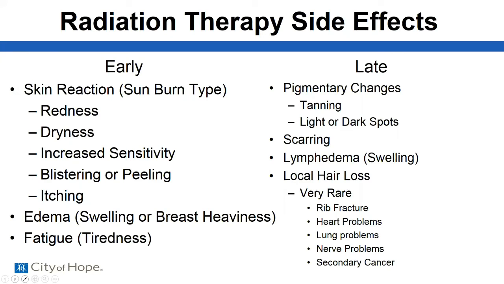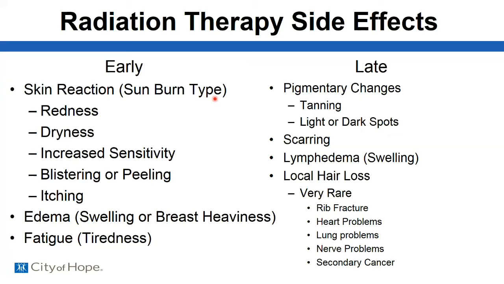So radiation therapy side effects are broken down into two broad categories: early versus late. So early side effects can be a skin reaction. That's the one that people most commonly associate with radiation, and it's a sunburn type of a skin reaction. It doesn't matter how you burn in the sun. I've seen people really fair-skinned, or people that say they have very sensitive skin. I've seen them fly right through treatment.